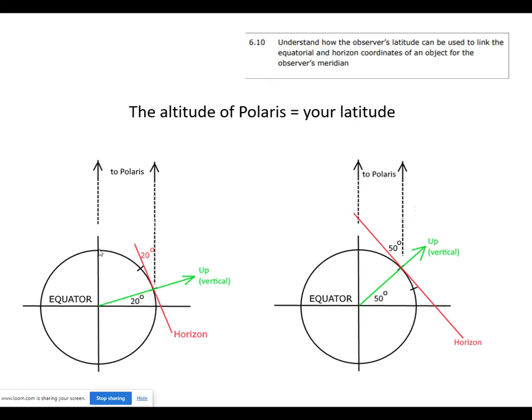And then if you were at the North Pole, you would look directly up to Polaris. So you're at 90 degrees latitude and Polaris will be at 90 degrees as well. So your latitude is the altitude of Polaris.